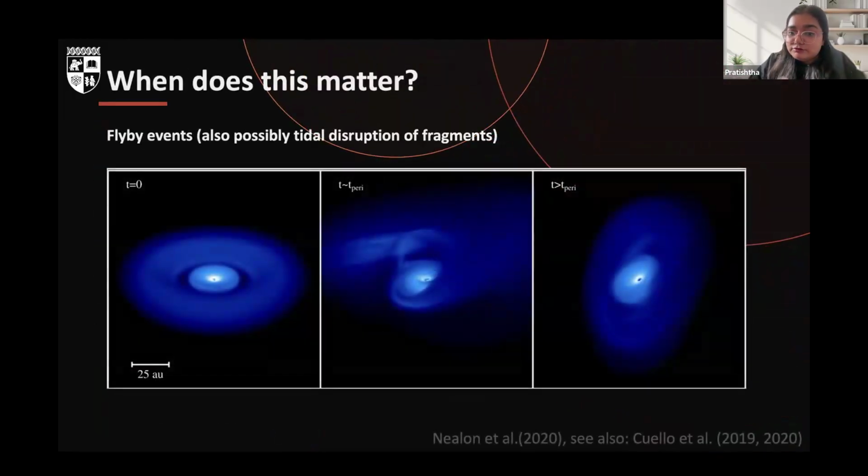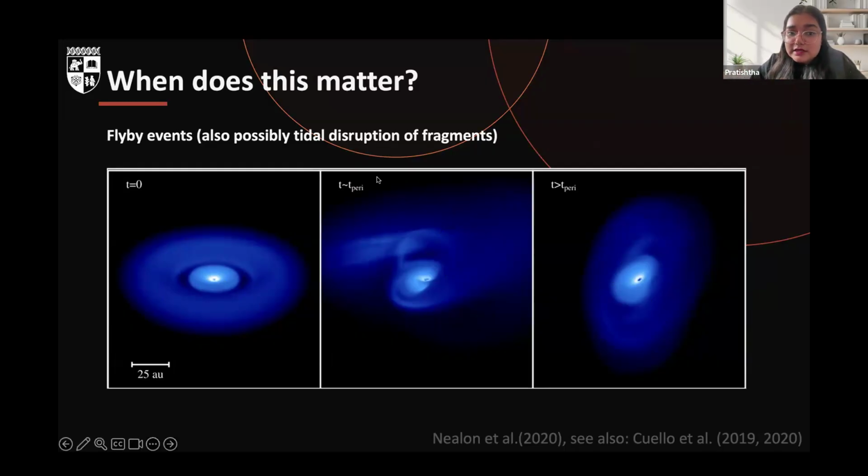And yeah, just a potential case where something like this would matter would be weak flyby events. This is just an illustration from Neal et al. 2020, where we have the disk which encounters a flyby and then gets warped. So this would be one case where our result could potentially apply. We're thinking about weak flybys rather than strong flybys that disrupt the disk or truncate the disk significantly.